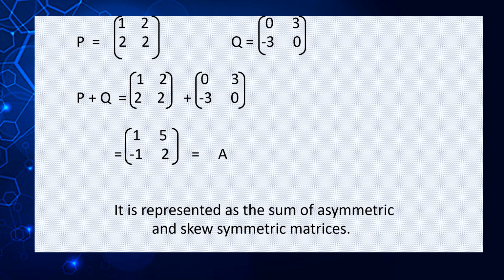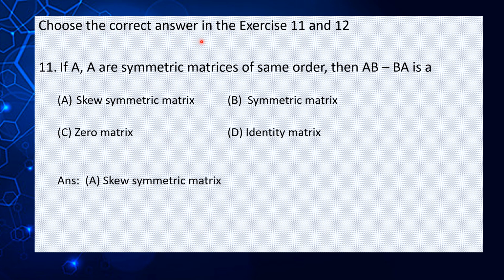10th question. Now choose the correct answer in the exercise 11 and 12. 11th question. If A, B are symmetric matrices of same order, then AB minus BA is: first one skew symmetric matrix, second one symmetric matrix, third one would be zero matrix, and fourth one would be identity matrix. The answer is skew symmetric matrix.